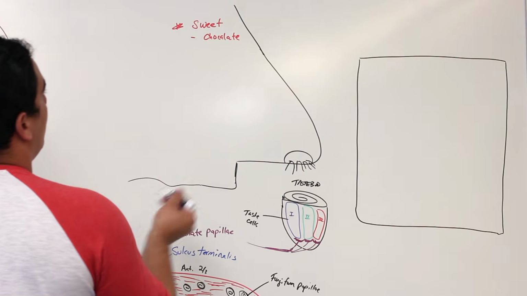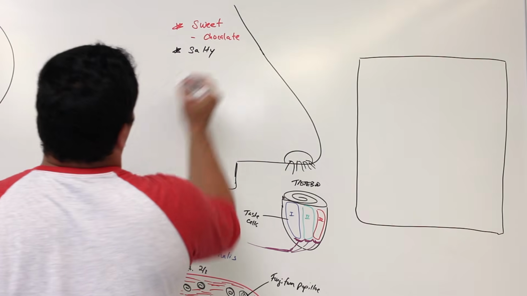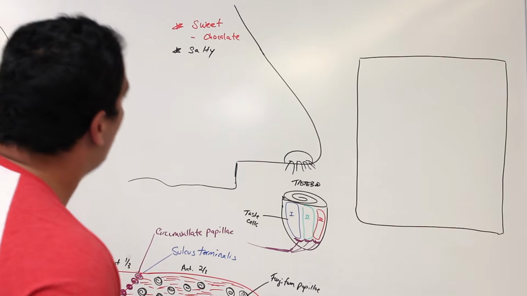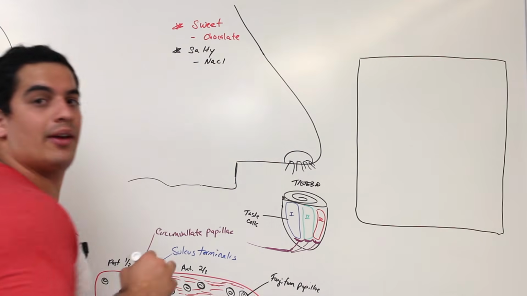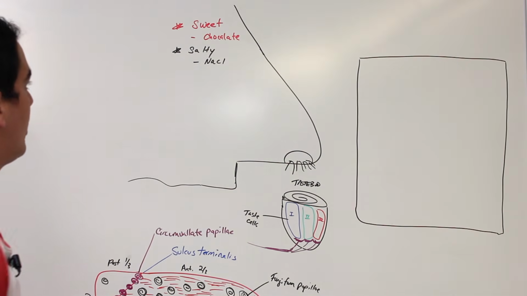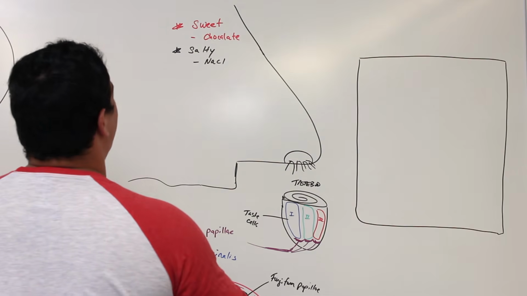What about, let's say, salty? So then there's a second one, which is going to be salty. Salty, you know that this is going to be rich primarily in sodium chloride. What about the taste like sour?